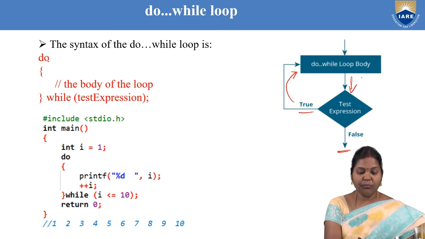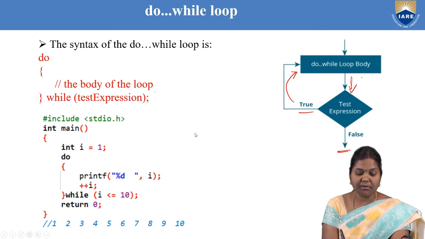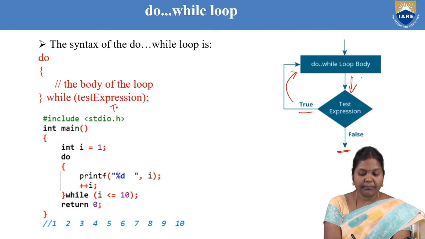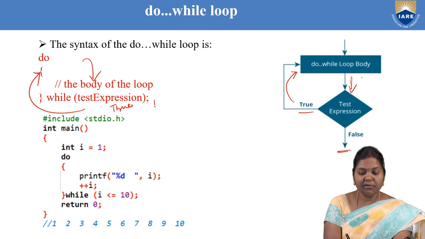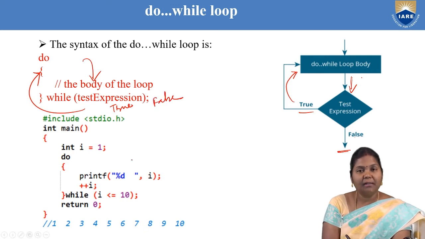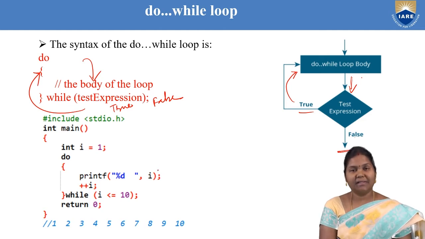Now let us see do. The body of the loop is executed at least once even if the condition is false. So while test expression. If this condition is true, then repeat the loop. Then if this condition is false, then simply come out of that. So at least once, the first time, the body of the loop is executed.